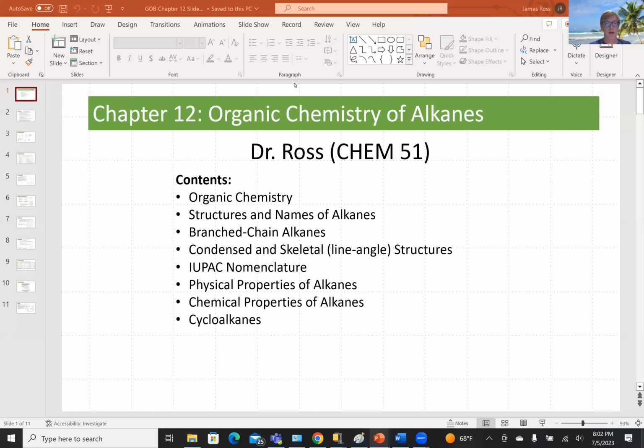So the topics. We're going to introduce generally what organic chemistry is. We are going to look at the structures and names of alkanes. We'll look at branched chain alkanes, the condensed and skeletal structures. Some people call them line angle. I prefer skeletal, but just in case you see line angle mentioned somewhere. We'll look at IUPAC nomenclature, physical properties of alkanes, chemical properties of alkanes, and then finally cycloalkanes.